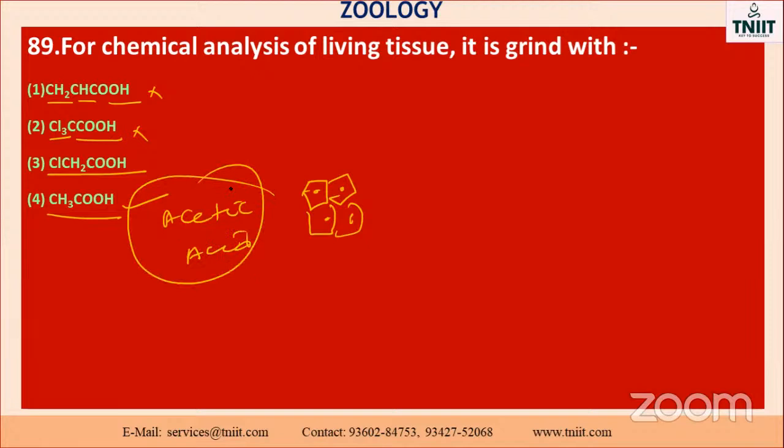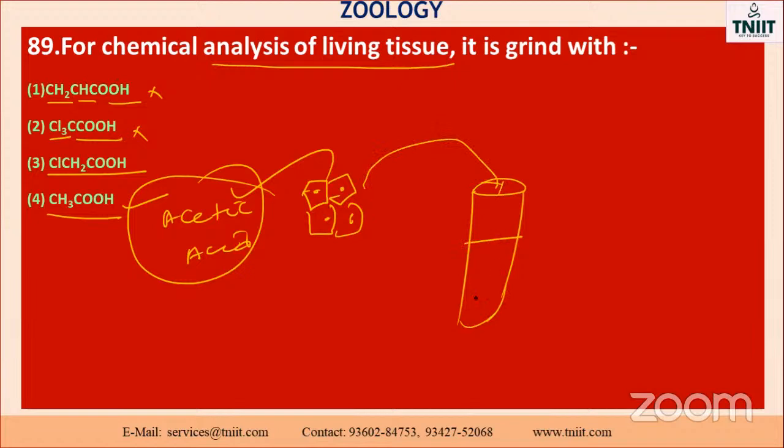Okay. So acetic acid is mostly used for the analysis of living tissues. You have to take a small petri dish or test tubes, put the tissues inside it, and add a small amount of, what is that? Acetic acid.